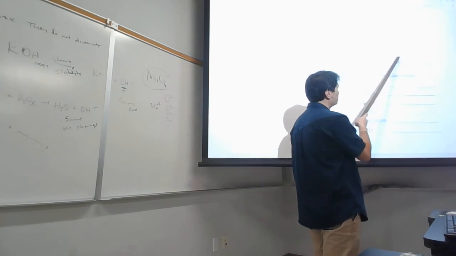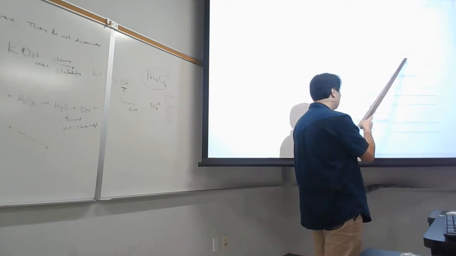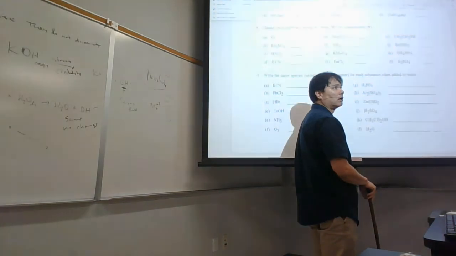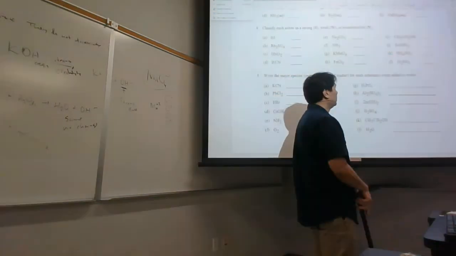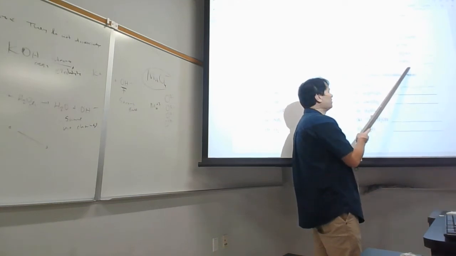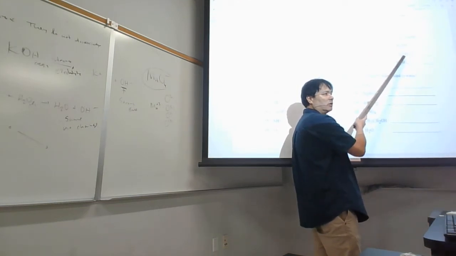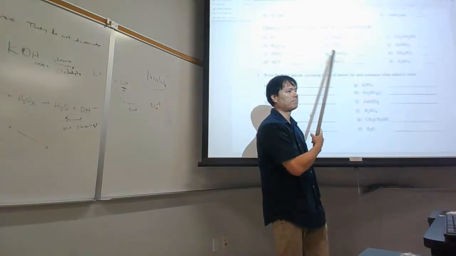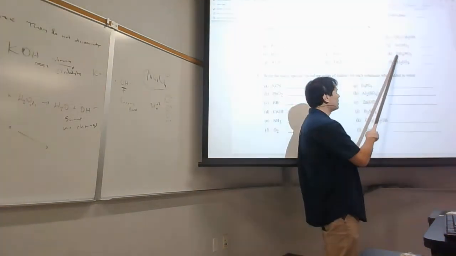How about this? What's this called? Ammonium nitrate. Yeah, all ammonium salts are soluble. Not only that, all nitrate salts are soluble. So this is for sure soluble. Soluble salts, strong electrolyte. So it's going to dissociate into ammonium ions and nitrate ions.